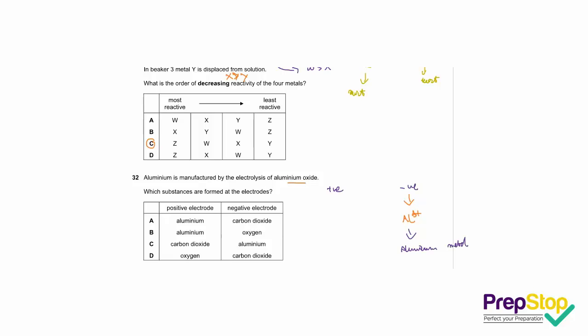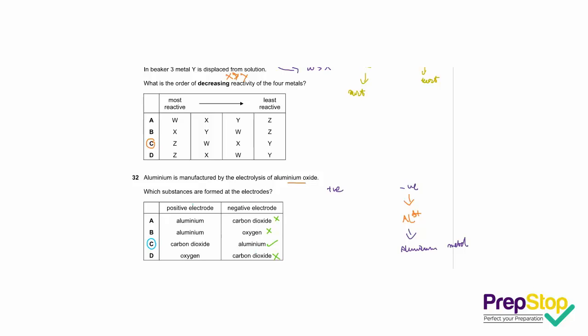Taking a look at the options we have, we see that in option A carbon dioxide is formed, which is incorrect. In option B oxygen is formed, which is incorrect. In option C we see that aluminium is formed, which is correct from the information given. And in option D carbon dioxide is formed, which again is incorrect. So the correct answer is option C, which is at the positive electrode carbon dioxide is formed and at the negative electrode aluminium is formed.